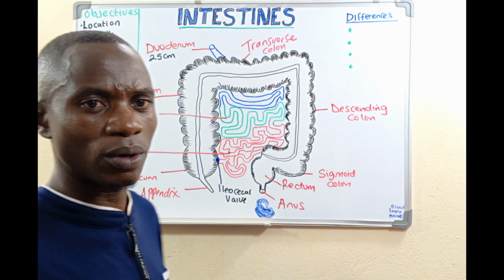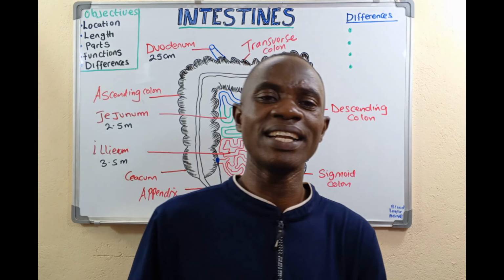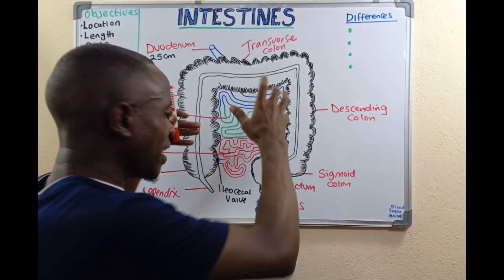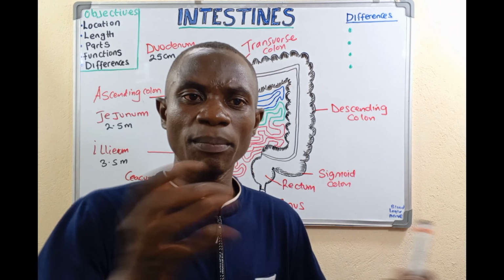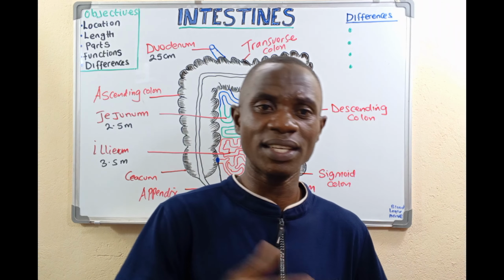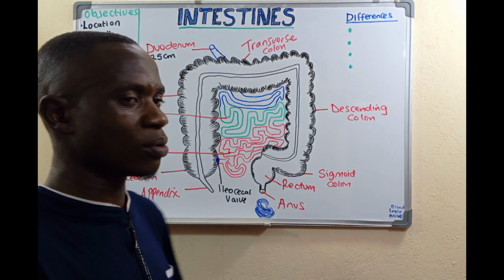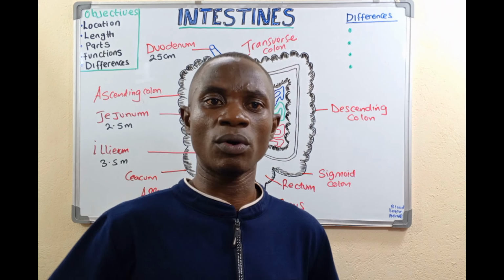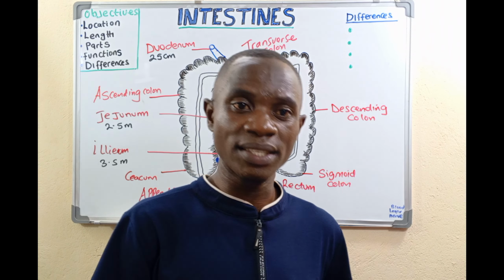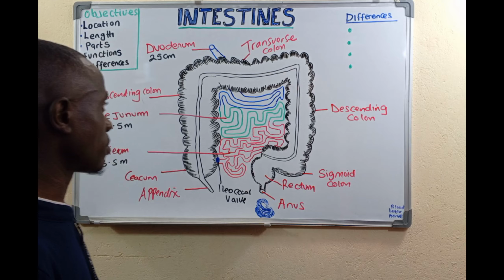We have what we call the enteric nervous system, where we have the submucosal plexus and the enteric plexus. The submucosal plexus is embedded within the submucosal layer, and the enteric plexus within the muscularis externa, dealing with secretions, peristalsis, and segmentation, which aims at mixing of the food within the small intestine.